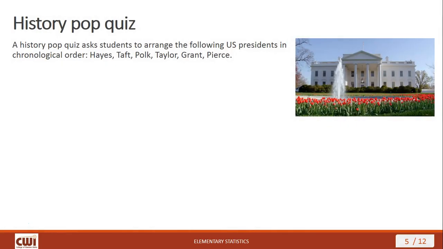Let's look at an example in which this can be used. Let's say a history pop quiz asks students to arrange the following U.S. presidents in chronological order: Hayes, Taft, Polk, Taylor, Grant, Pierce. These are presidents that most people today have never heard of, except maybe Grant. Those of you who may be a little more inclined to history may know something more about one or more of these other presidents.